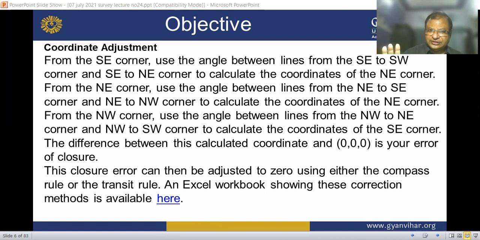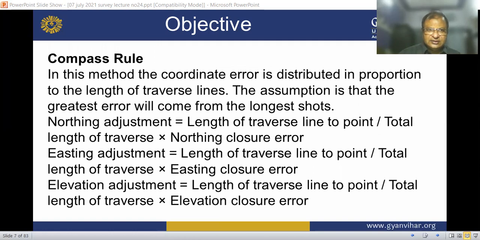This closure error can then be adjusted to 0 using either the compass rule or the transit rule, as shown in the Excel workbook, and this correction method is available here. Now, the compass rule.